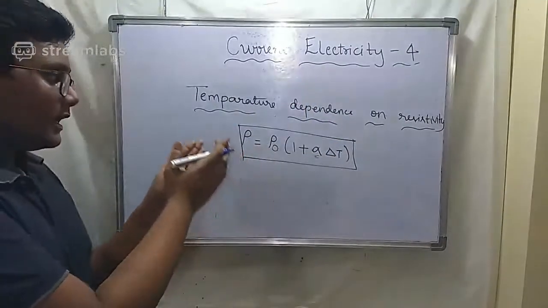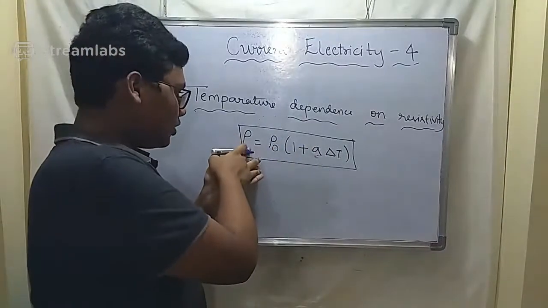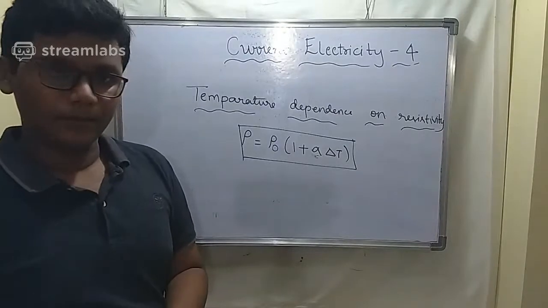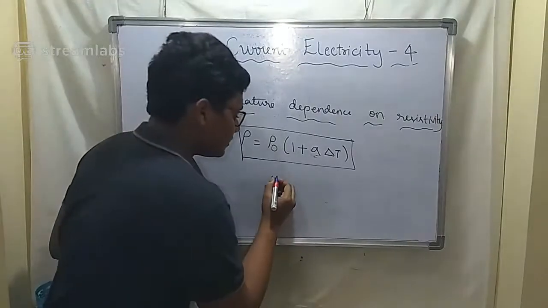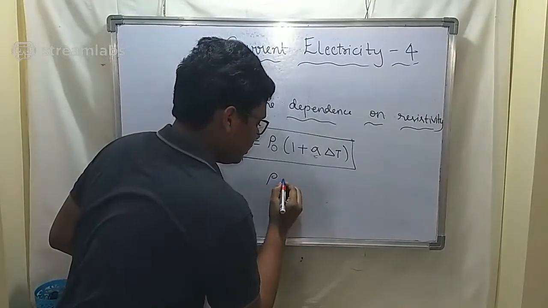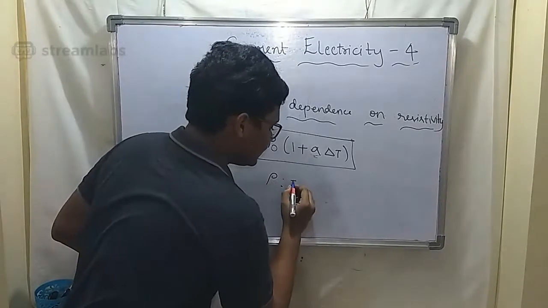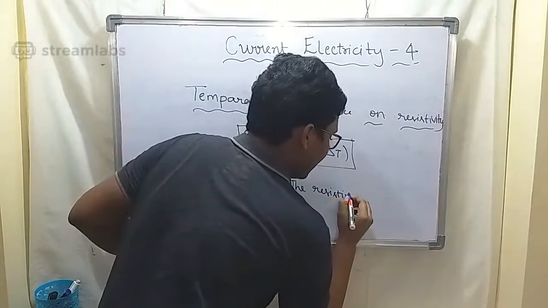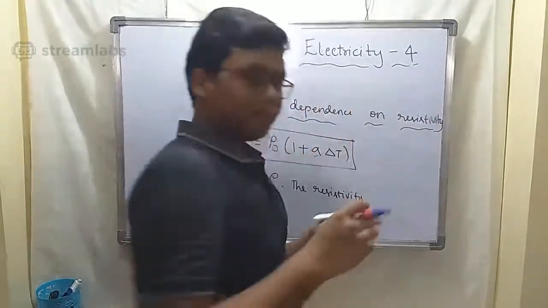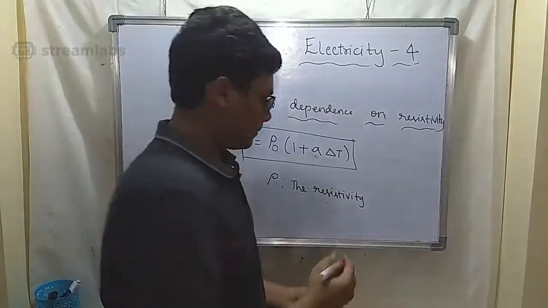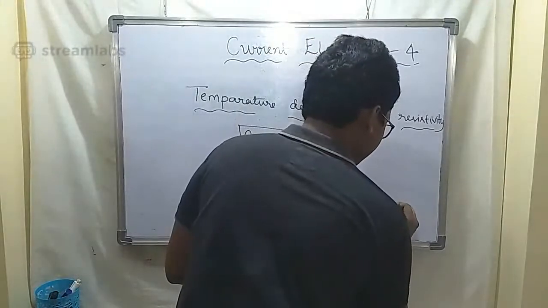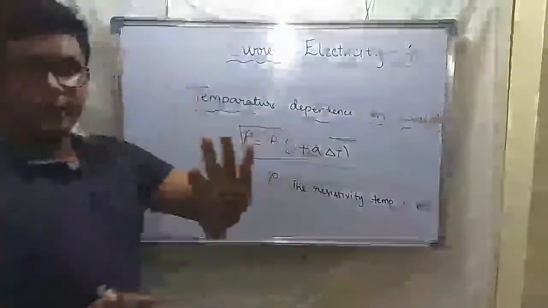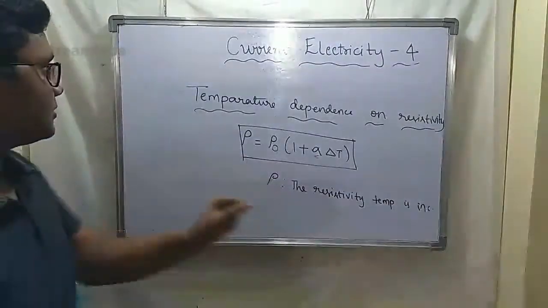This is the equation we'll get, means rho is equal to rho naught into 1 plus alpha delta T. Here rho is the resistivity when the temperature is increased.